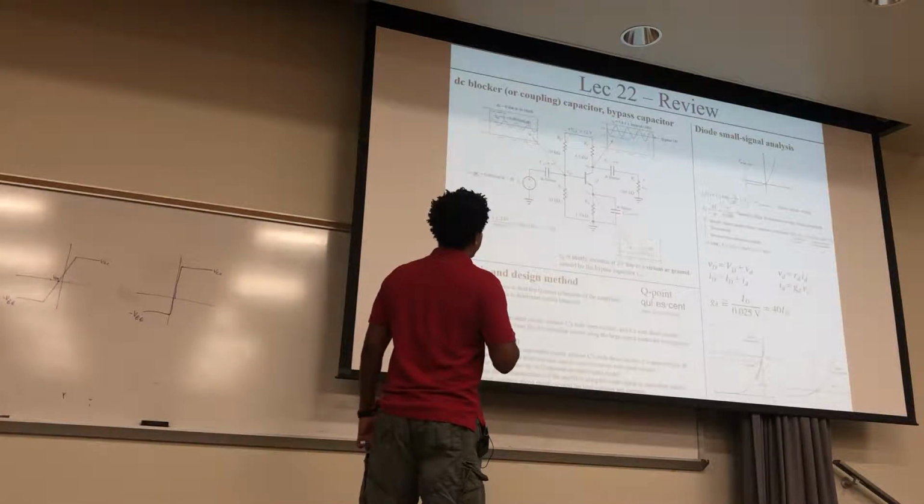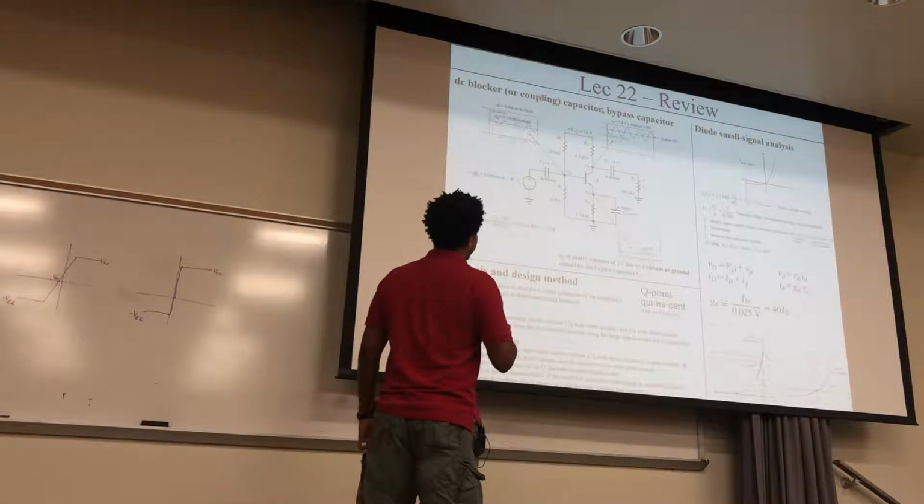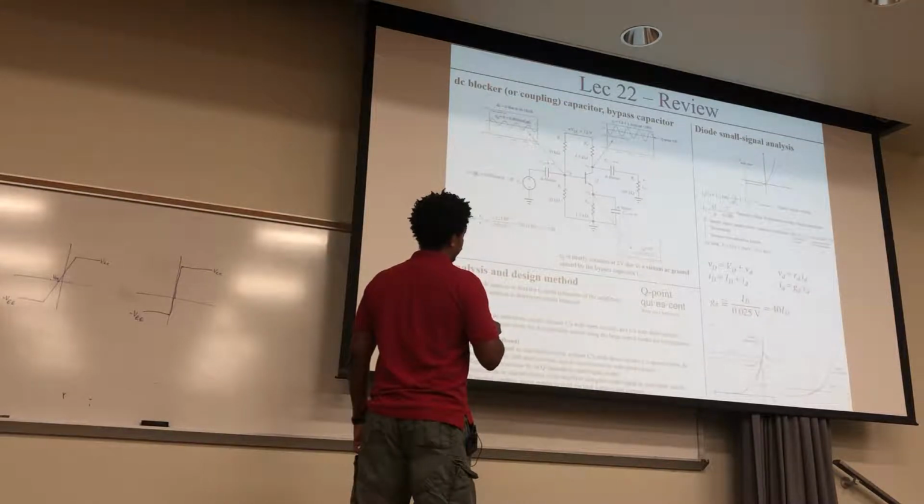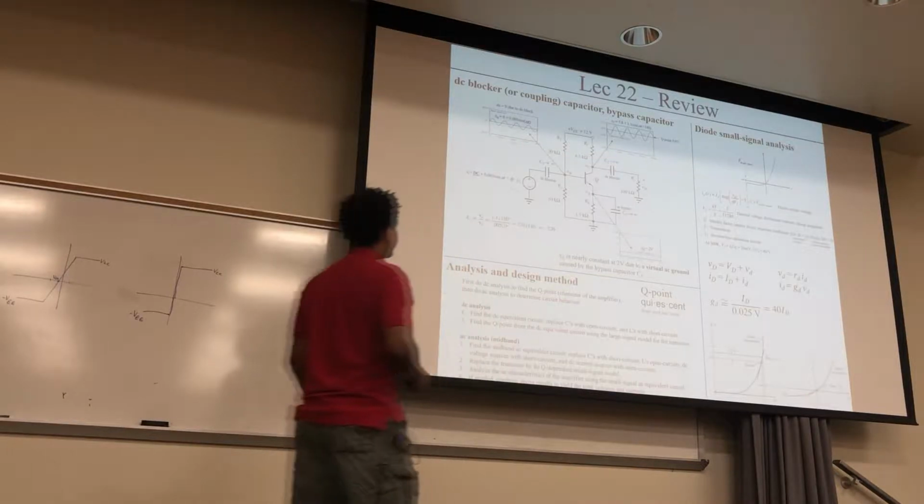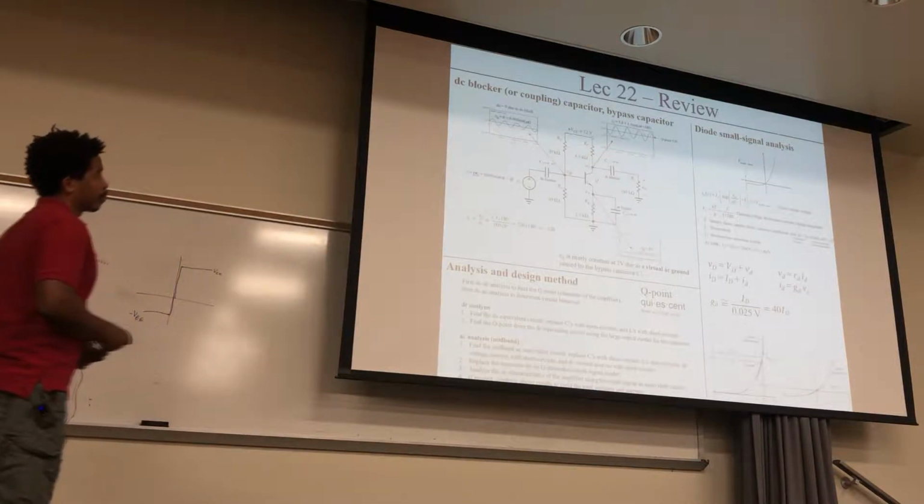And also, we have an AC bypass. What the AC bypass does is, in terms of AC, you have this sort of virtual ground that can bypass around this resistor to get to ground. So that was the point of that.